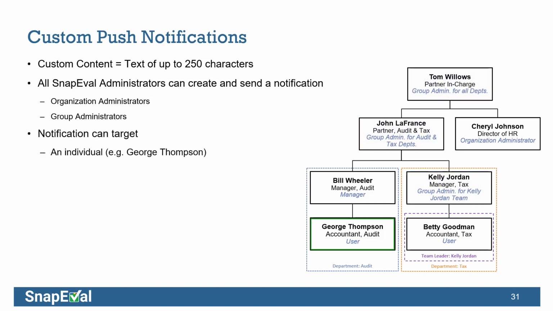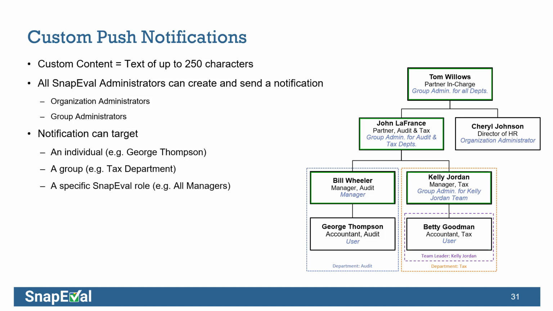Now, what's interesting is you have a lot of flexibility in who is going to be the recipient of that push notification. You can say it's going to go to a specific individual, such as George Thompson, for example. Or you can decide it's going to go to all individuals within a particular group. Let's say everybody that's within the tax department. Or you can say it's going to go to everybody that has a particular SnapEval role. So again, that could be things like everybody who has the manager role in SnapEval, or everybody who has the group administrator role in SnapEval. You can also send it to everybody in the company. So everybody in the organization is going to get the same push notification.